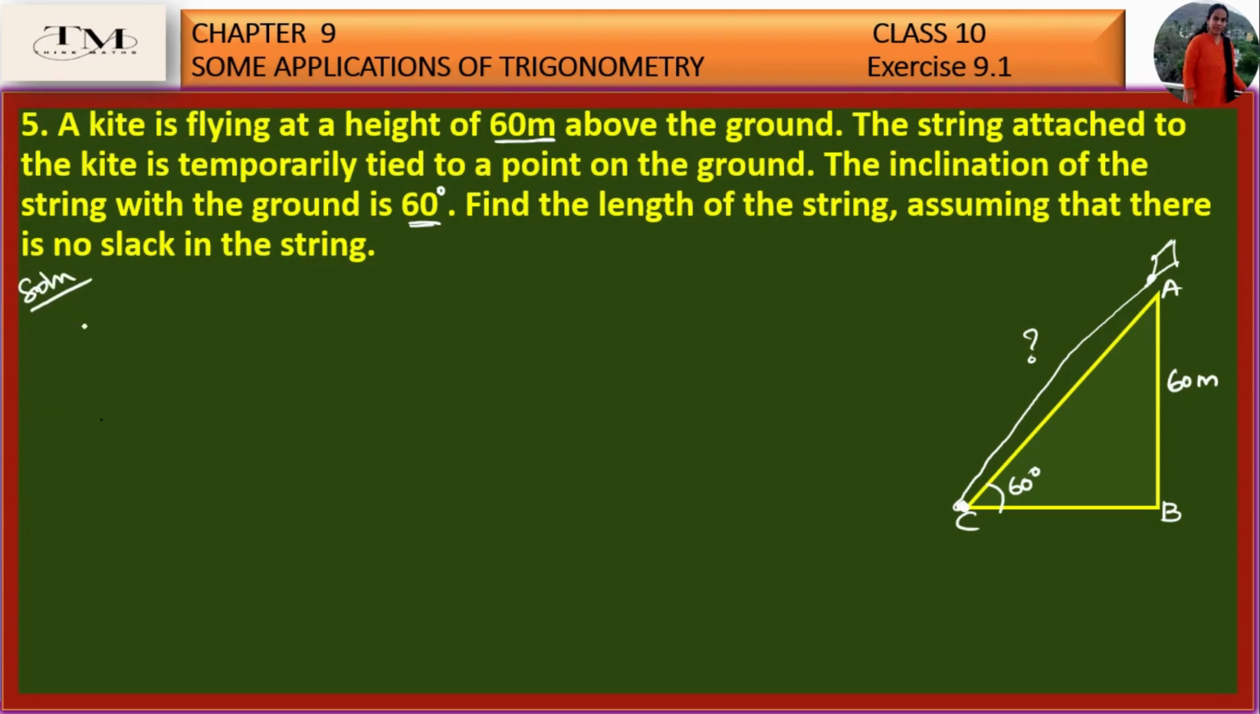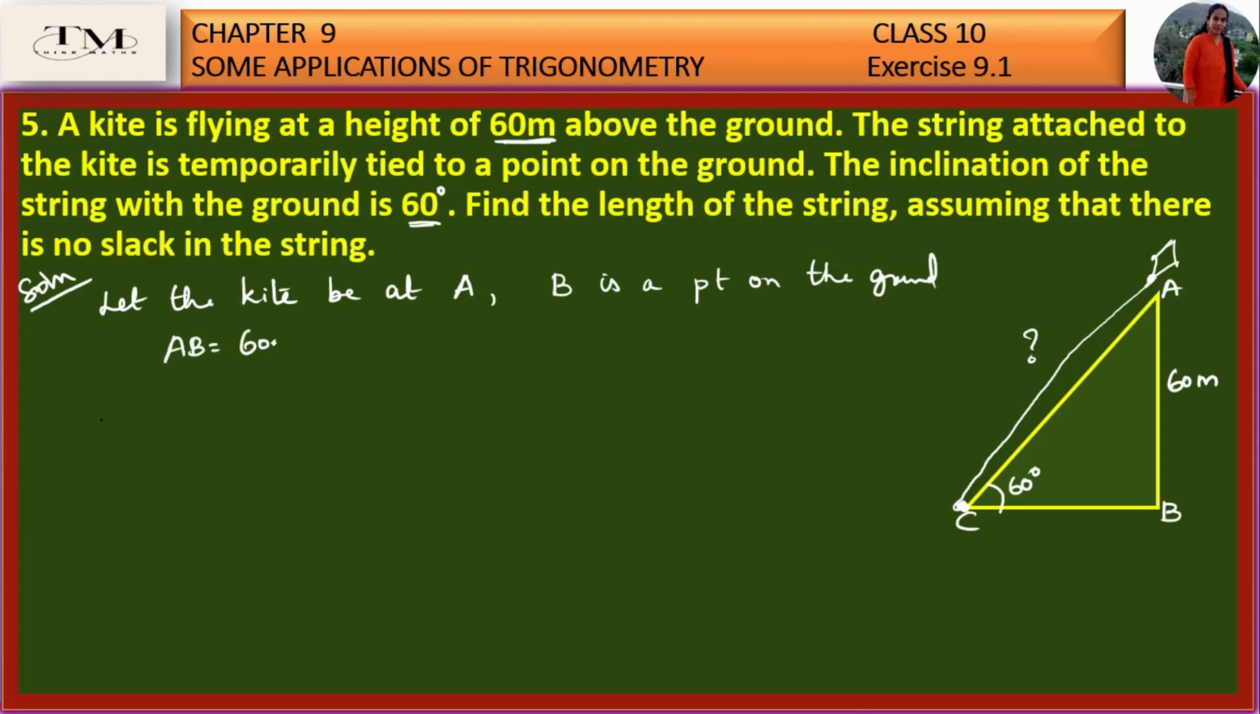Let me start the solution. So let the kite be at A. What is given here? The kite is flying at a height of 60 meter above the ground. So B is a point on the ground. So it means AB is equal to 60 meter.